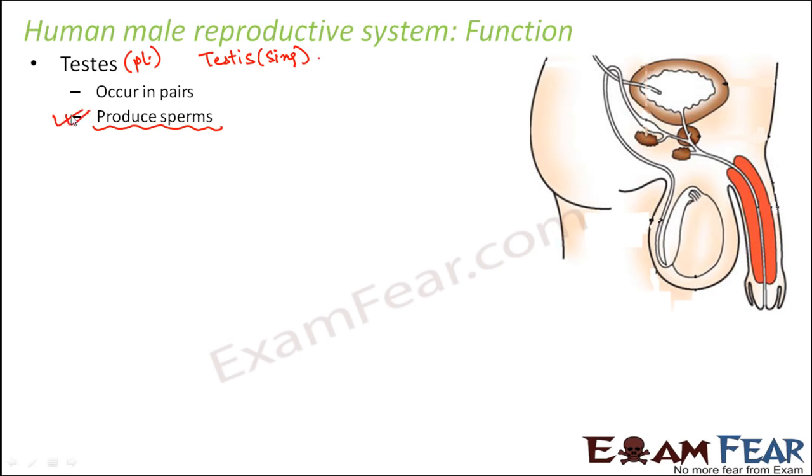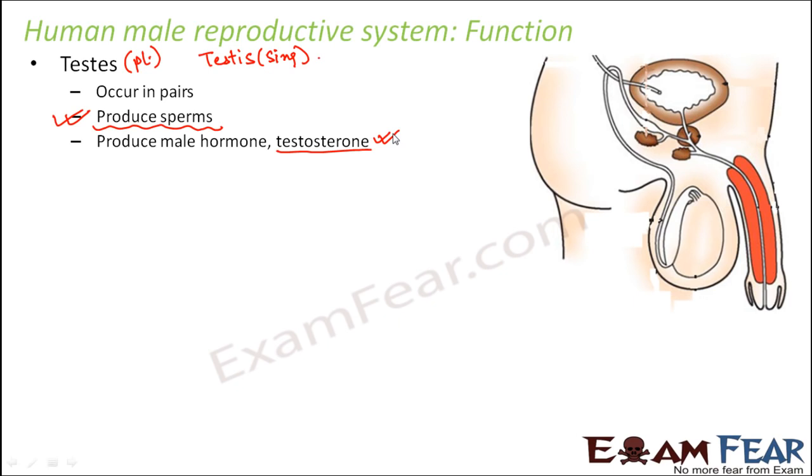primary sexual organ in case of human males, because they are the ones who produce sperms. They also produce a male hormone called testosterone. And what is the function of this hormone? This is the hormone which is responsible for all the secondary sexual characters in a male.